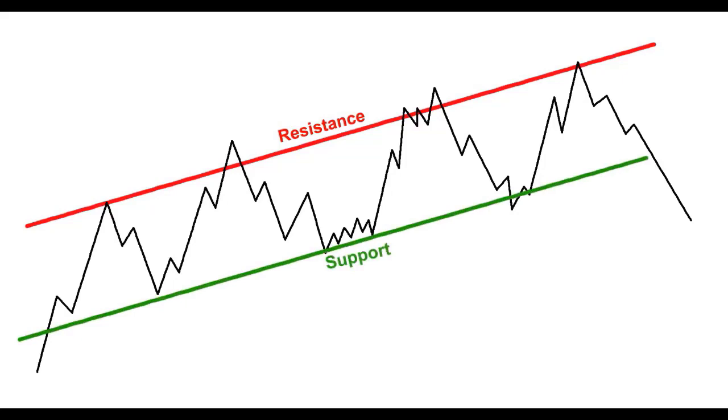Resistance and support both are important elements in technical analysis. A line which connects at least 2 points of resistance and finds the next point is called a resistance trend line, and a line which connects at least 2 points of support and finds the next is called a support trend line. Why do we need to draw this? We draw the resistance and support lines to know the possible chances of trade.